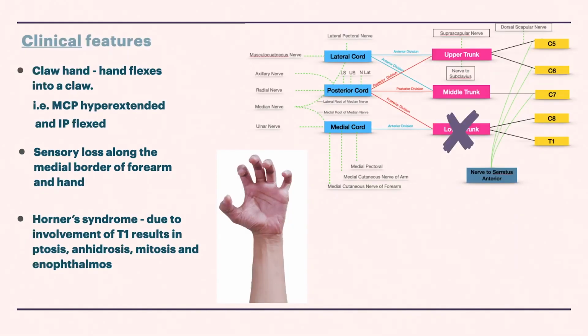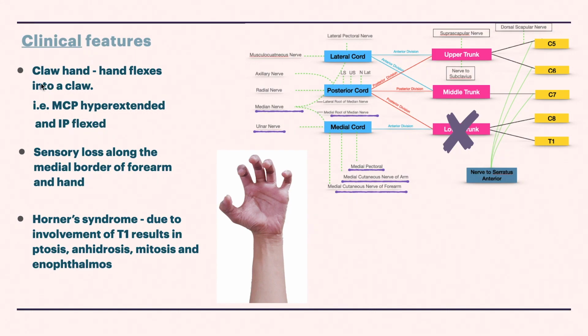Moving on, we have the clinical features of Klumpke's paralysis. Here we can see the lower trunk that is getting affected in the Klumpke's paralysis. These are the nerves which are getting affected. It's the medial root of the median nerve, which helps in the formation of the median nerve. So we have the median nerve getting affected. Then we have ulnar nerve, medial pectoral, medial cutaneous nerve of arm, medial cutaneous nerve of forearm.